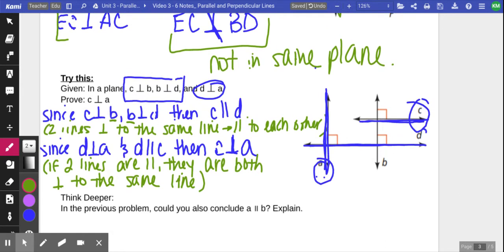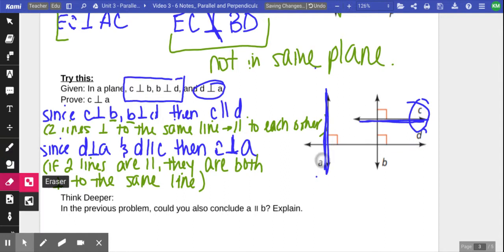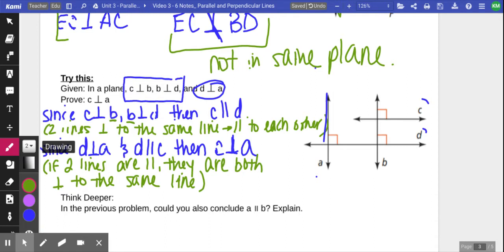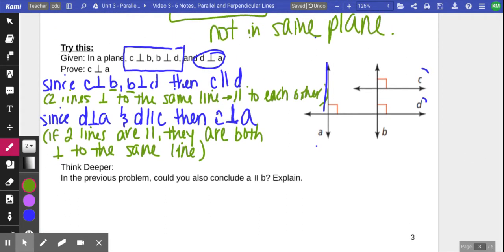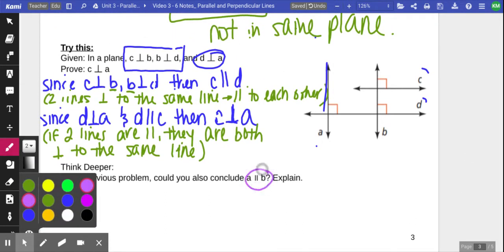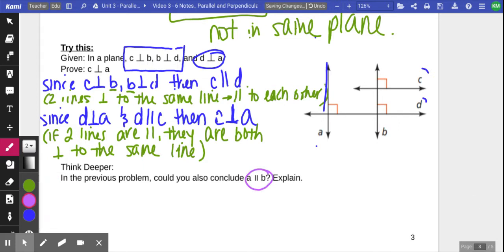Okay, now in the next section it says, if we think a little bit deeper, could we also conclude that A is parallel to B?